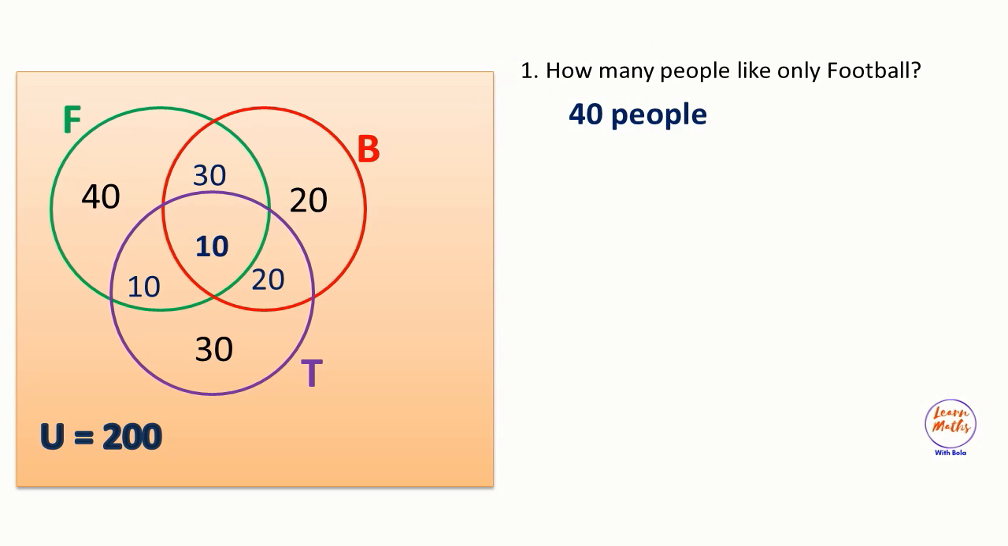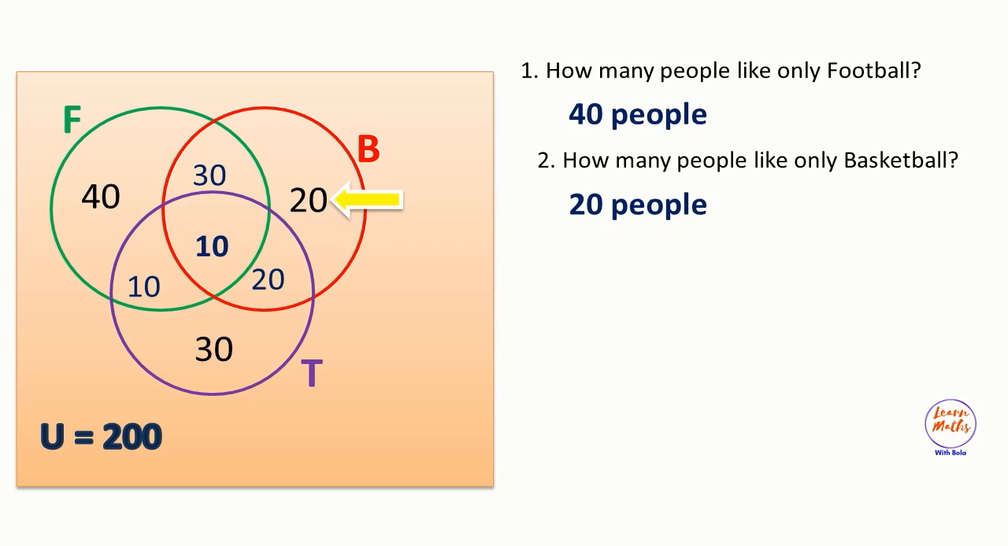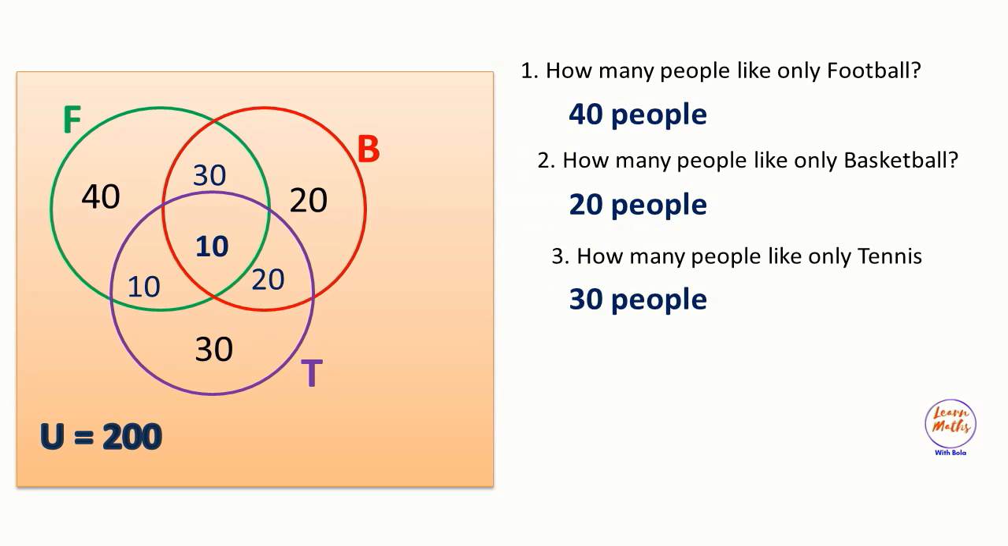Now the second question says, how many people like only basketball? Very simple again. You have 20. Remember that only basketball will not be intercepting with any other parts of the other circles. So we have 20 people. Then how many people like only tennis? And that will give us 30.